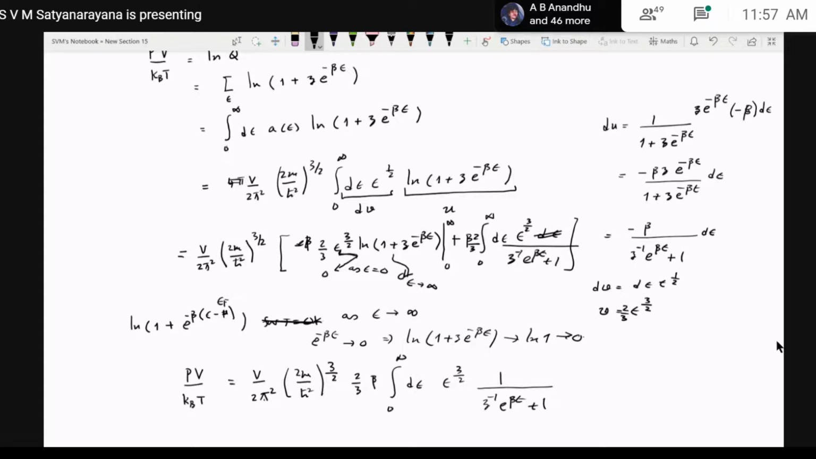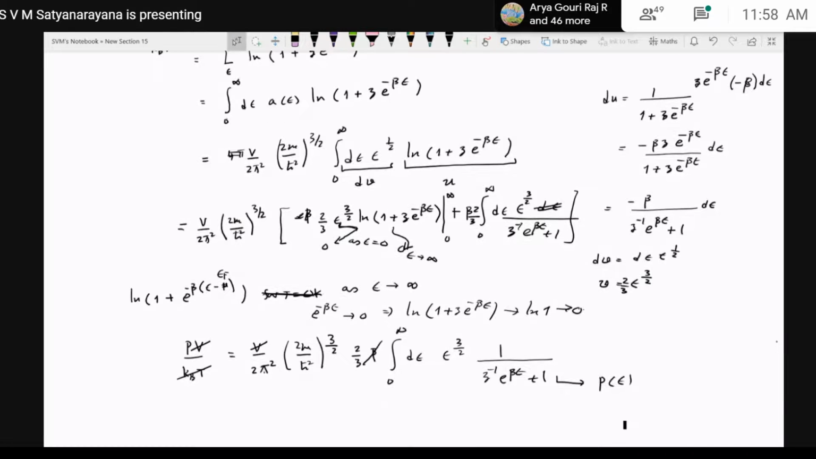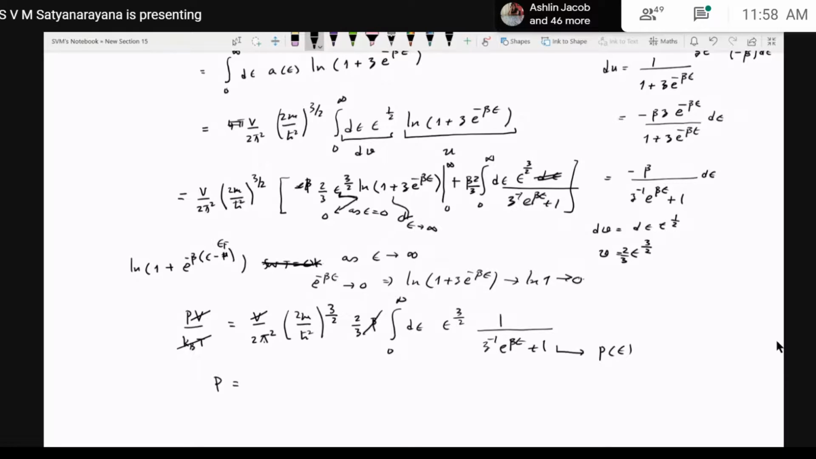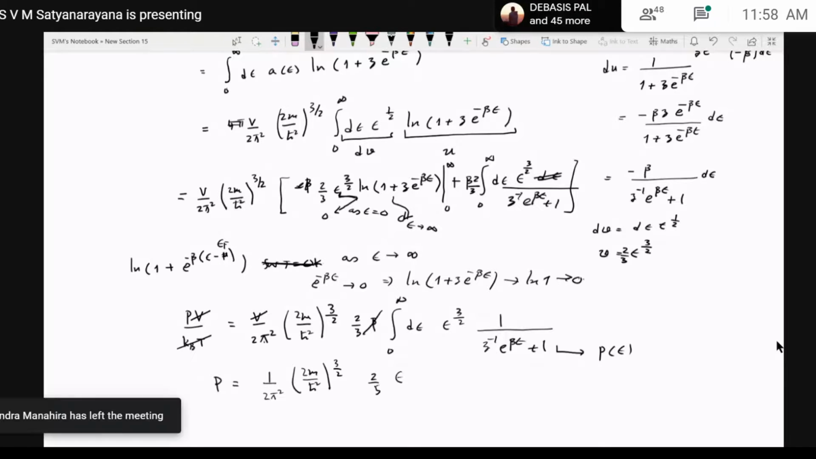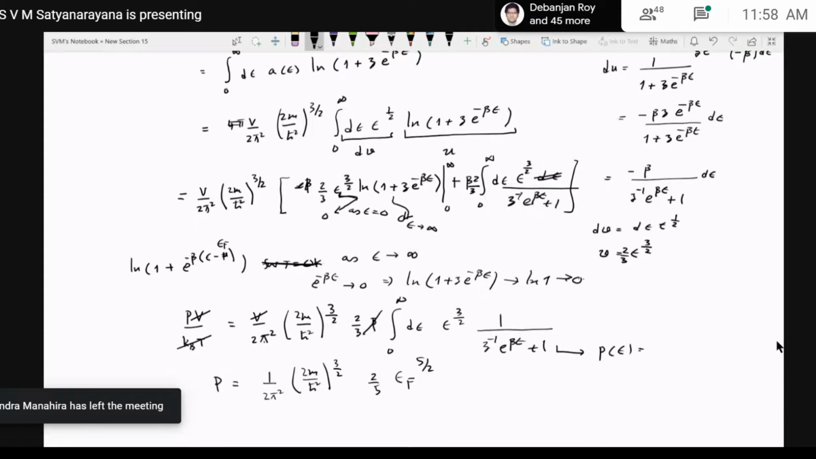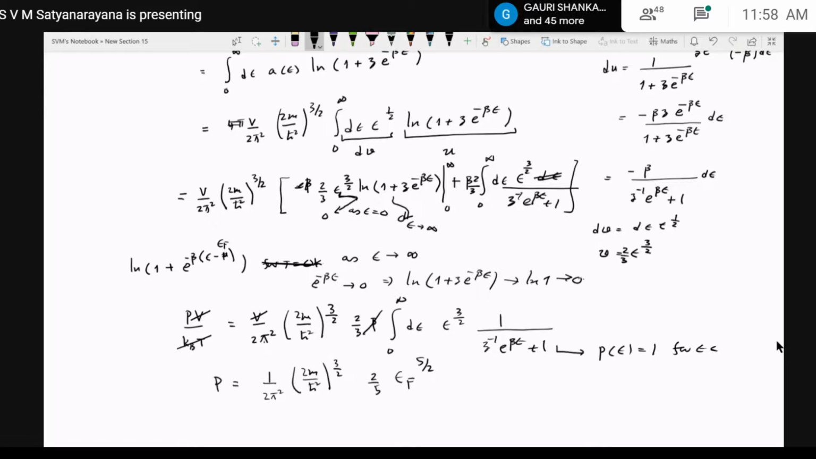Now you can see that this beta will cancel with this kBT and this V will cancel. Okay, so now this expression is like the probability of epsilon. And now if I specialize to 0 Kelvin and then say this is equal to 1, then I will have the pressure that is equal to 1 by 2 pi square into twice m by h bar square to the power 3 by 2 into 2 by 5 into epsilon F to the power 5 by 2. Okay, so this is equal to 1 for epsilon less than or equal to epsilon F, 0 for epsilon greater than epsilon F.